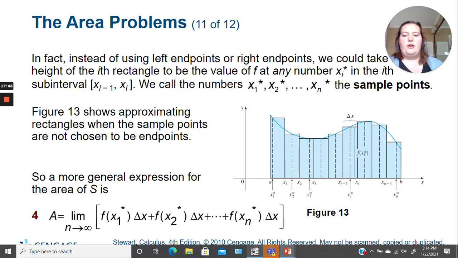And here's a picture of another thing we could do. Instead of just looking at left endpoints and right endpoints, what if we just picked any point between the two? I mean, you can do that. So here's one way. You could just use sample points. It doesn't really matter. We just need a way to figure out the height of the rectangle. I already know the width of all these rectangles. The widths of all these rectangles are delta x. We're just trying to figure out the heights.